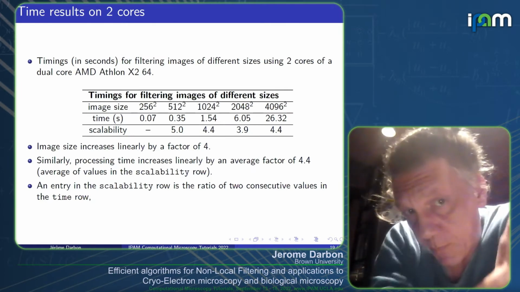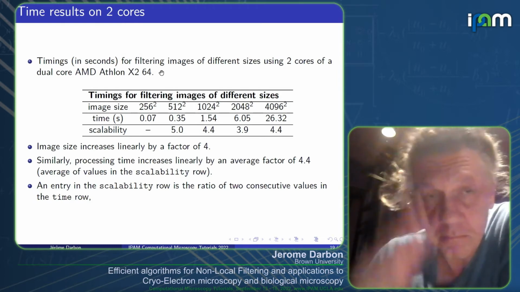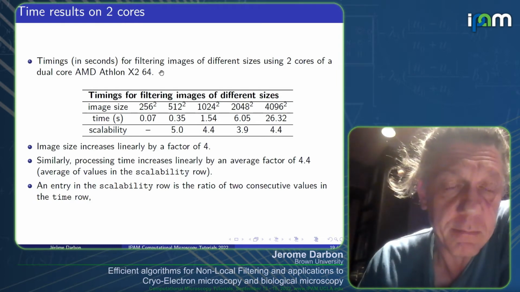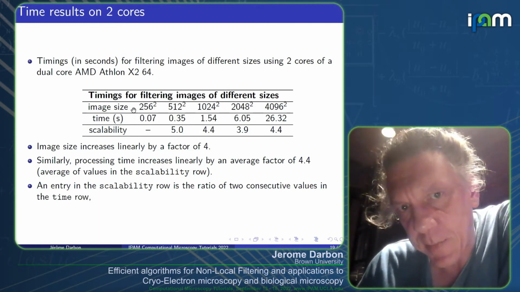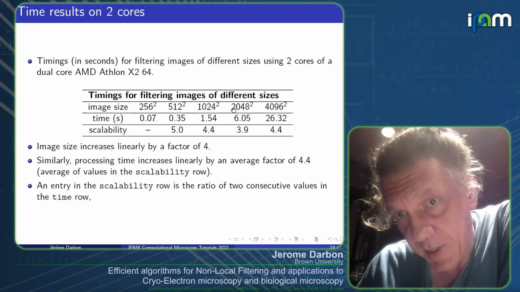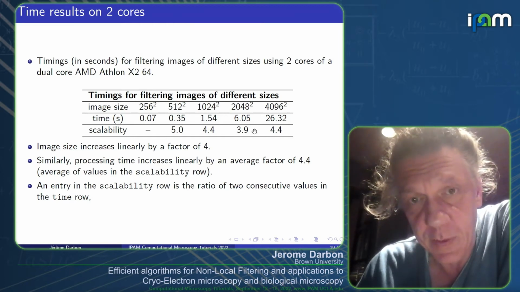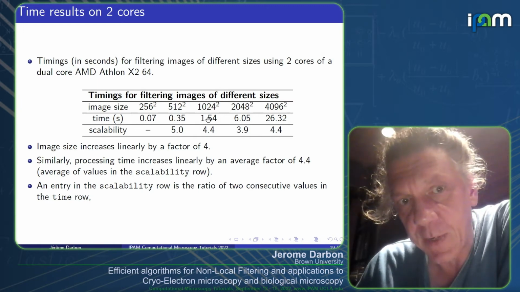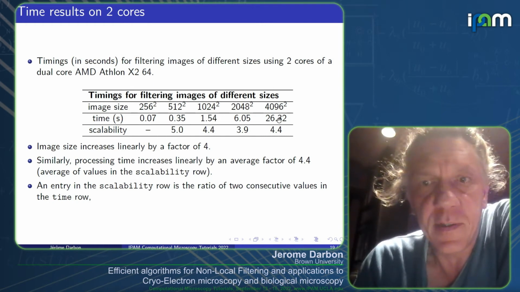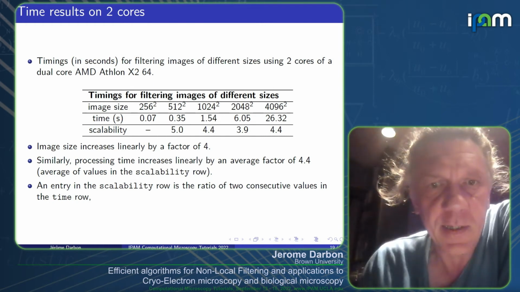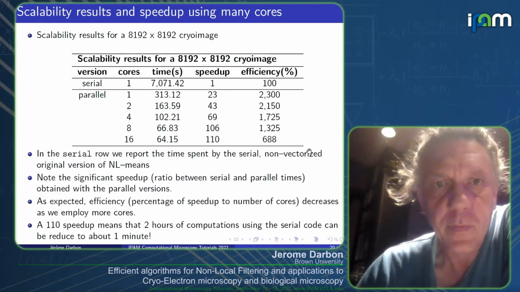What we get in terms of results, using a computer created about 15 years ago or so, is that when we increase the size of the image, essentially multiplying the number of pixels by 4, we multiply the processing time by 4. So we see a linear scalability here, as expected, and the code reacts exactly as it should.